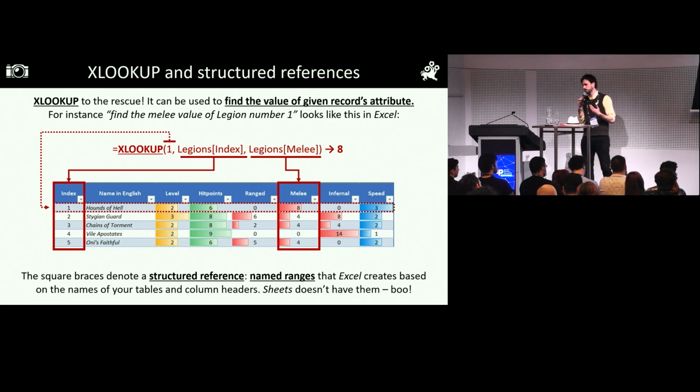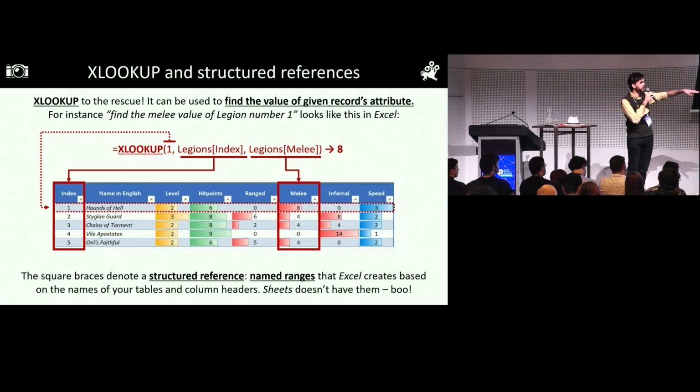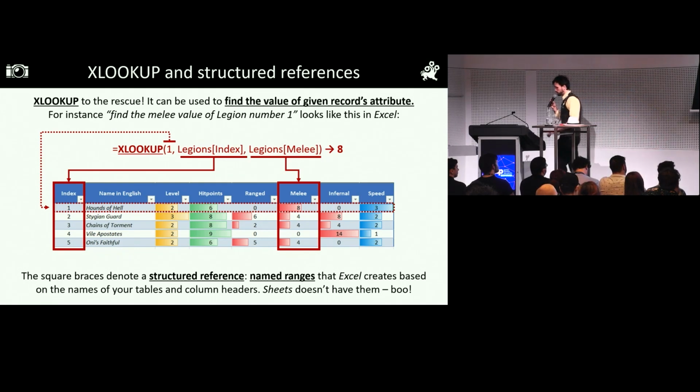Essentially, what a structured reference is: I define this whole thing as a table, and it will automatically create named references, or what Google Sheets calls named ranges. So sort of variable names for my columns, which makes it really easy to reference things. And I can just click on something, and it'll automatically fill in the formula with the structured references, which is really nice.